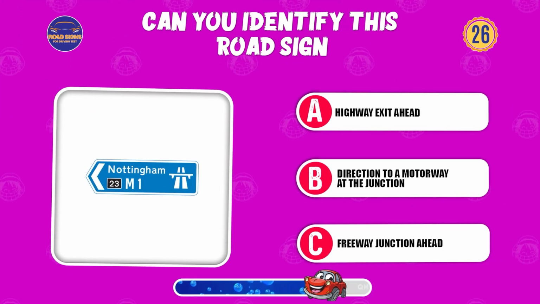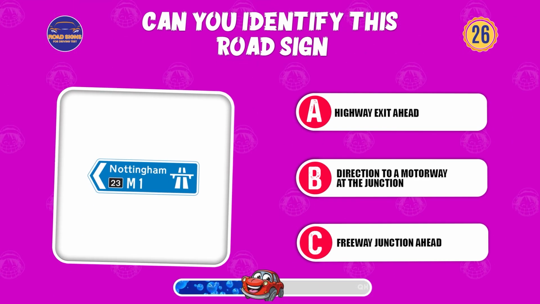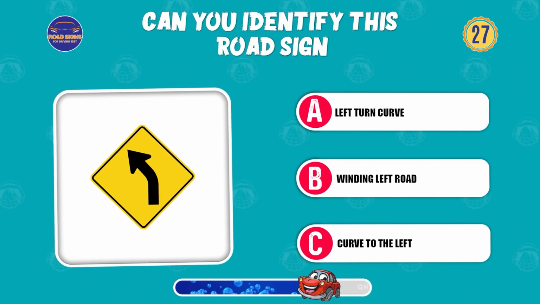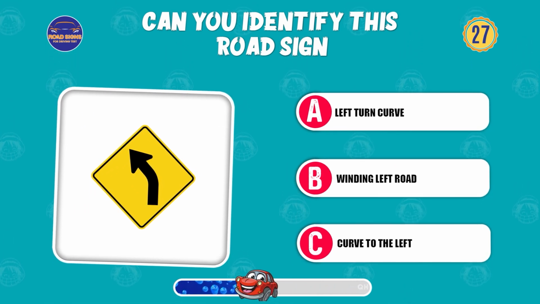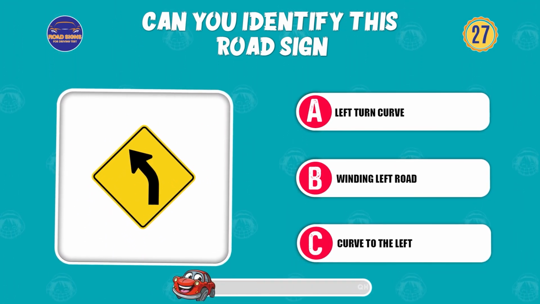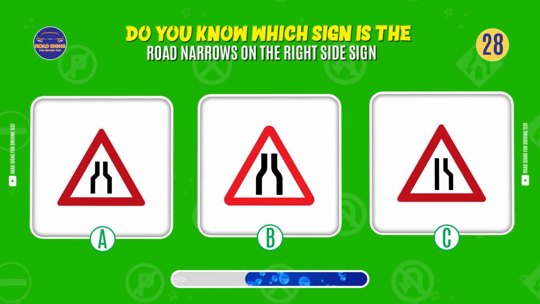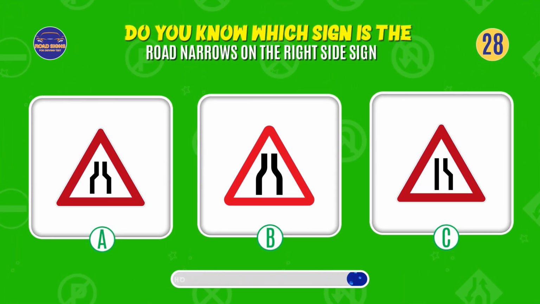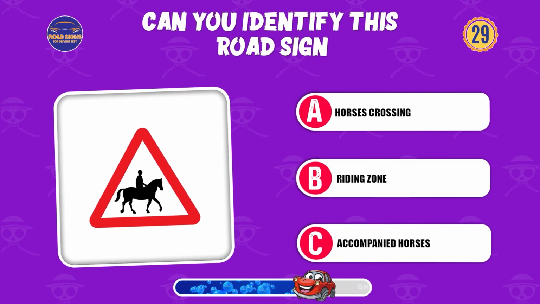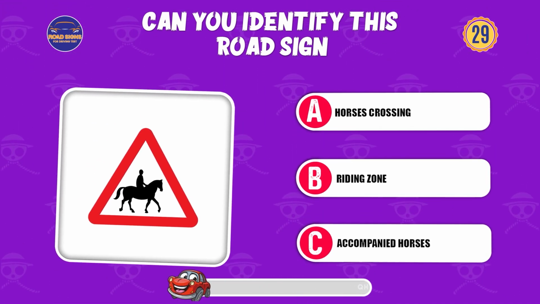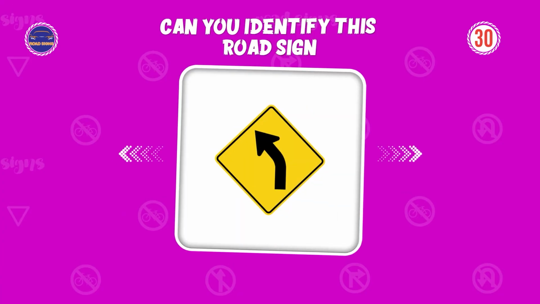Question 26. What does this road sign mean? B. Direction to a motorway at the junction. Question 27. What does this road sign indicate? C. Curve to the left. Question 28. Question 29. What does this road sign mean? C. Accompanied horses.